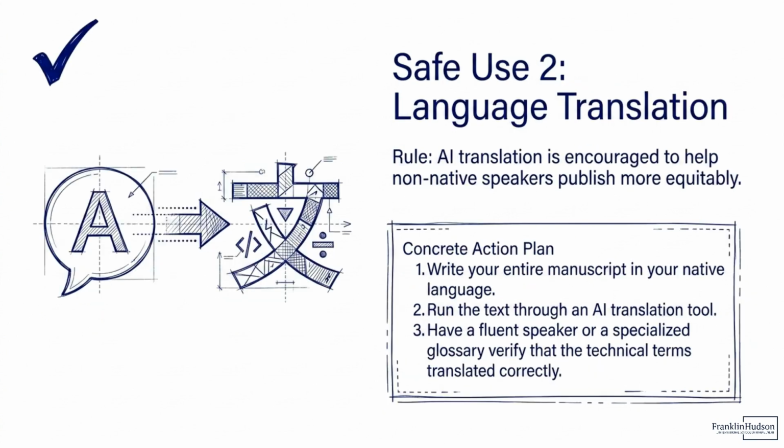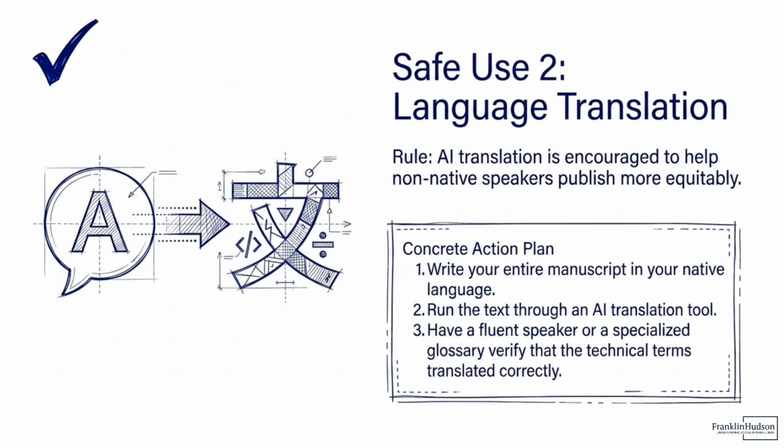Franklin Hudson is a global institution, and we recognize that linguistic barriers should not hinder scientific progress. AI-powered translation is one of the most democratic tools available to modern researchers. It allows non-native English speakers to publish their findings with the same level of fluency as their peers, ensuring that the best ideas, not just the best English, reach the global stage.